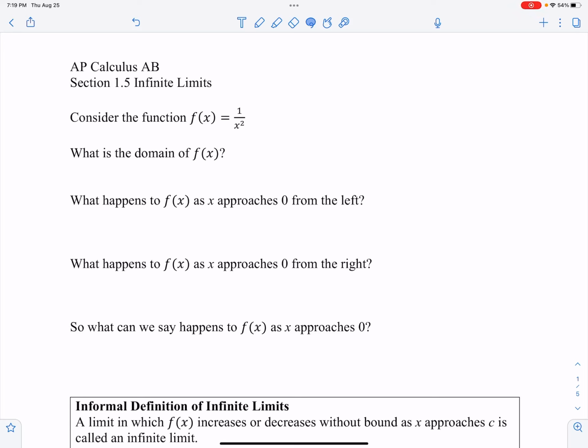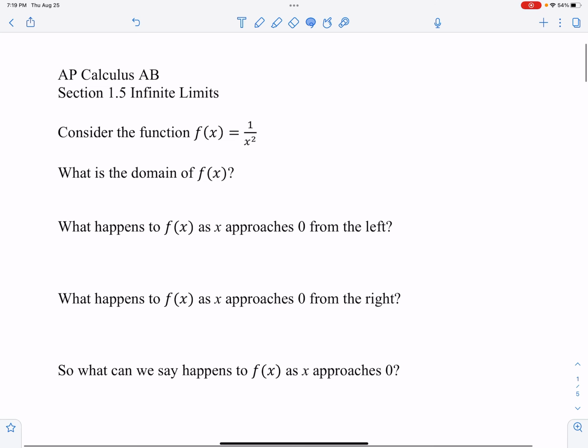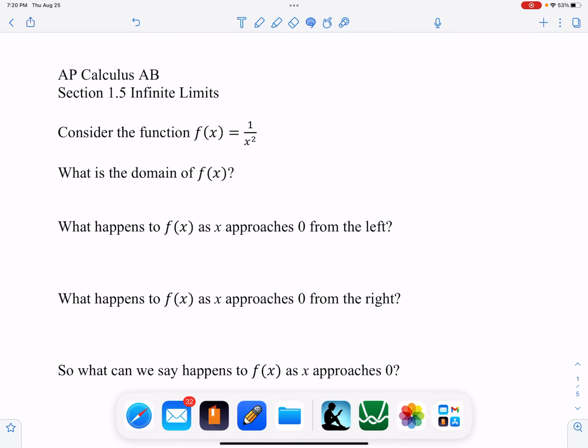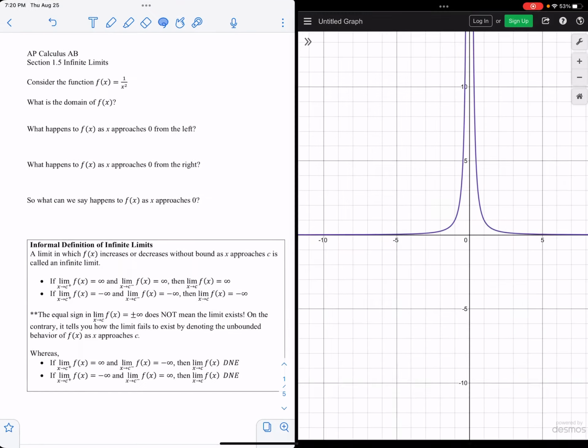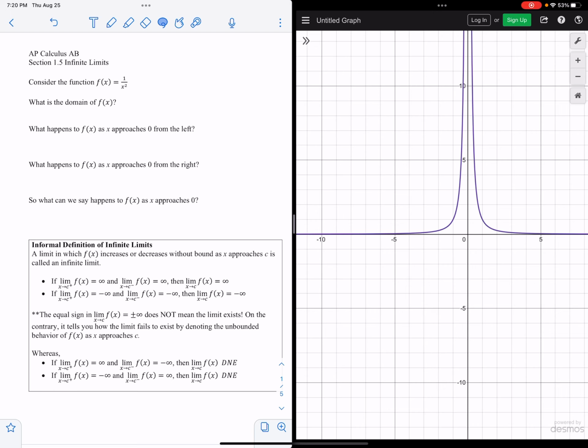Hi there, so this video is on section 1.5, infinite limits. So we're first going to consider the function f of x equals 1 over x squared. And looking at that function's graph on Desmos, that's what it looks like.